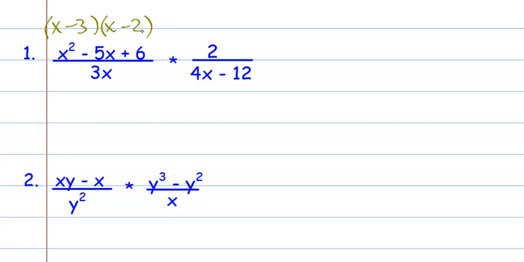Bottom can't do anything, but this one we can, so we can pull a 4 out, and we have x minus 3. So you can see, here's the bottom, here's the top, one pair works, and you can cross cancel. It doesn't matter if one is on the left and one's on the right. For multiplying, you can do that. And then what's left is 2 times x minus 2 on the top, and on the bottom it would just be 12x.